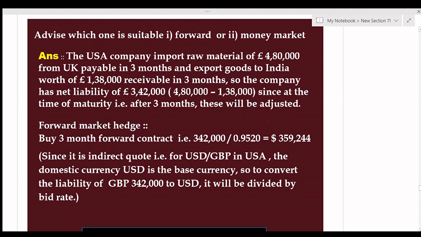The USA company imports raw material of 4,80,000 pounds from the UK in 3 months and exports goods to India worth 1,38,000 pounds receivable in 3 months. So the company has a net liability of 3,42,000 pounds, that is 4,80,000 minus 1,38,000, since at maturity after 3 months these will be adjusted.